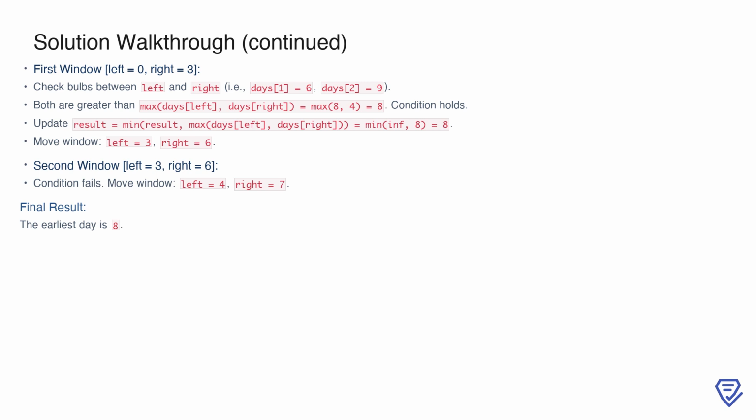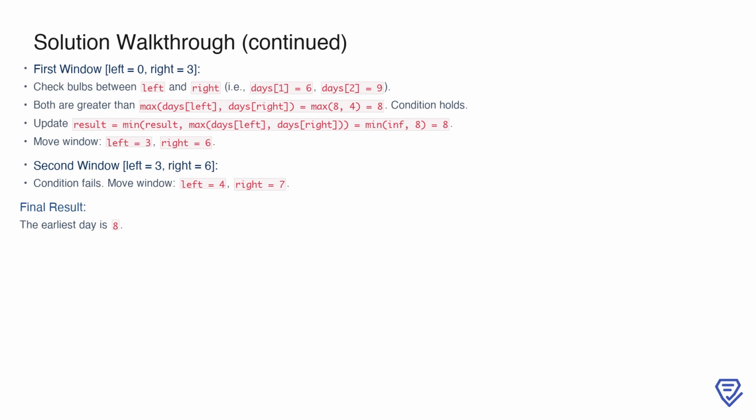Both these values are greater than the maximum of the bloom days at the left and right ends, which is max(8, 4) equals 8. Since the condition holds, we update the result to min(result, max(days[left], days[right])) equals min(INF, 8) equals 8. We then shift the window by incrementing left to 3 and right to 6.